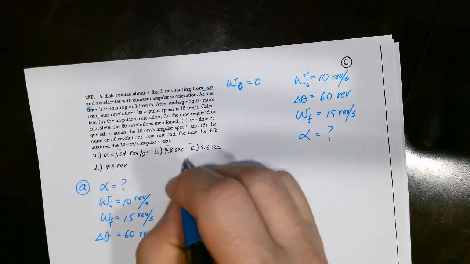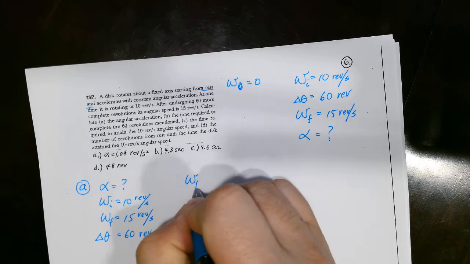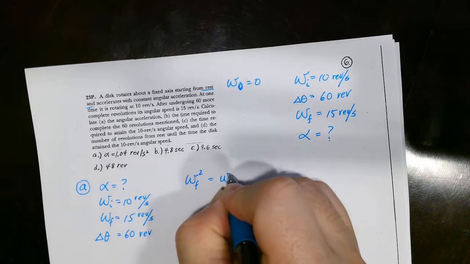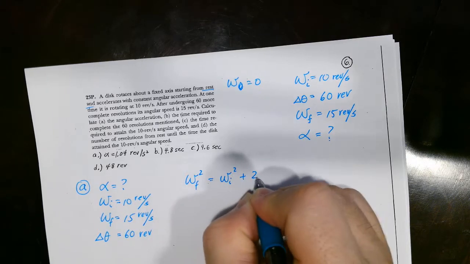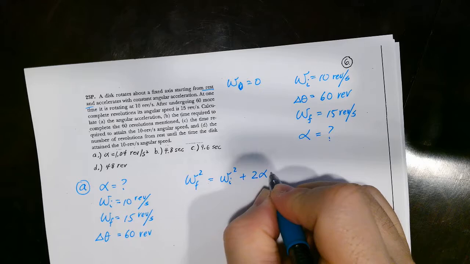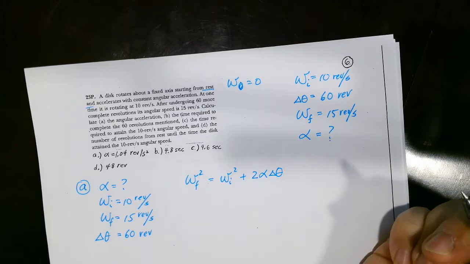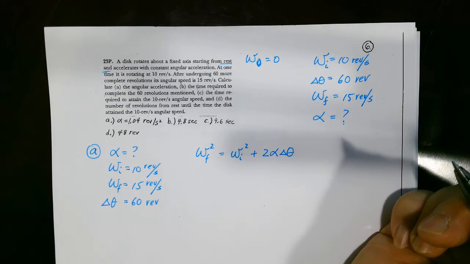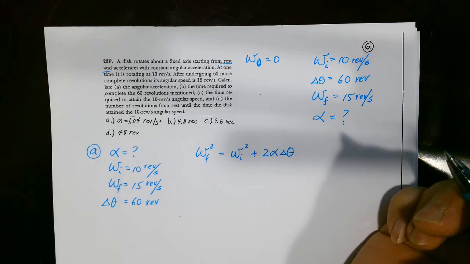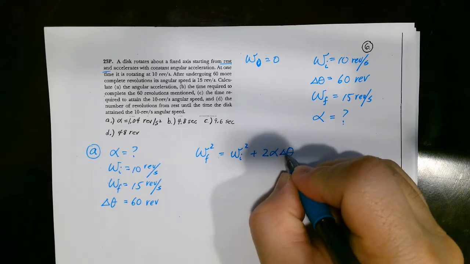If we use equation number 2, we have omega final squared is equal to omega initial squared plus 2 alpha delta theta. All Greek to me, huh? Sounds like fraternities and sororities.